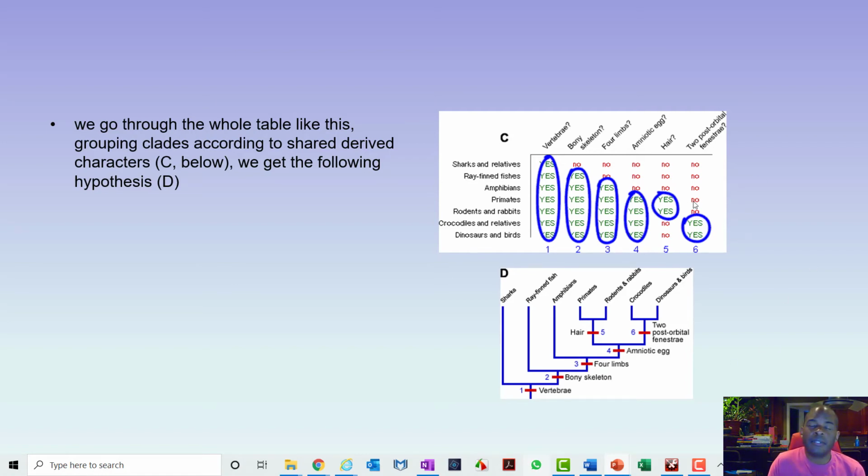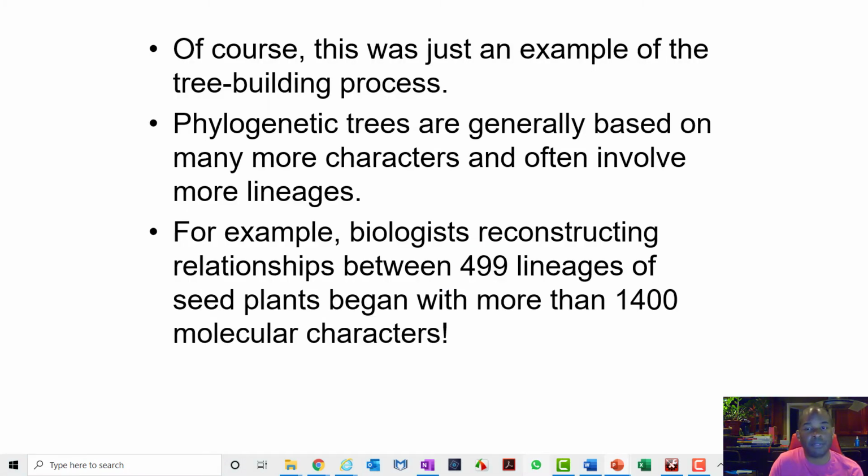So here is the various clades circled. There's a big one that includes all the vertebrates and all the bony skeleton vertebrates and all the 4-limbed tetrapods and all the amniotic eggs and so on and so on. And then from this clade, you can create a phylogenetic tree where you have the ancestral vertebrate and everybody's included, and then the outgroup of the sharks, and everybody's included under the bony skeleton except for the sharks. And then the 4 limbs, everybody's included except for the bony fish, and so on and so on. And you'll see that the primates and rodents and rabbits are grouped together, and the birds and reptiles are grouped together. And that's how we create a phylogenetic tree from a shared derived characteristic table.